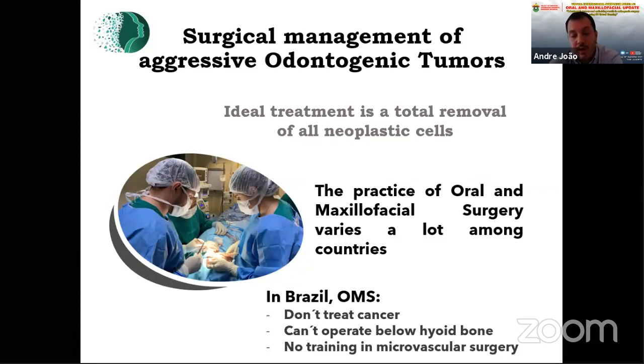So we have a dilemma. I, as a surgeon, have a dilemma in my hands. Whenever I see an aggressive tumor, if I want to remove this tumor and all the neoplastic cells, I probably, as João said, need to do an aggressive surgery. And I'm going to end up with a patient with a huge bone defect that I don't have ways of reconstructing.